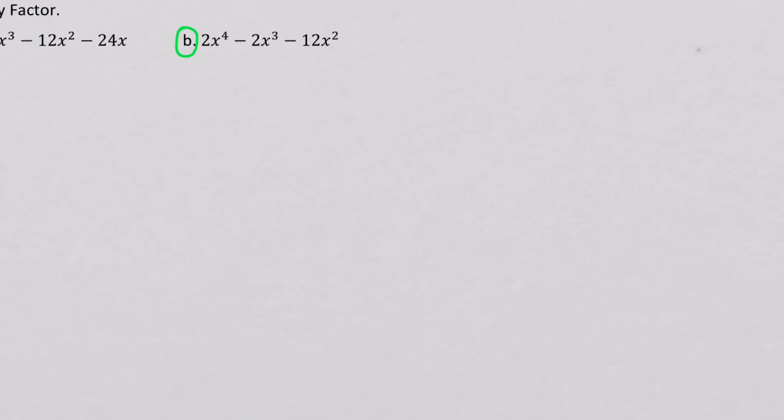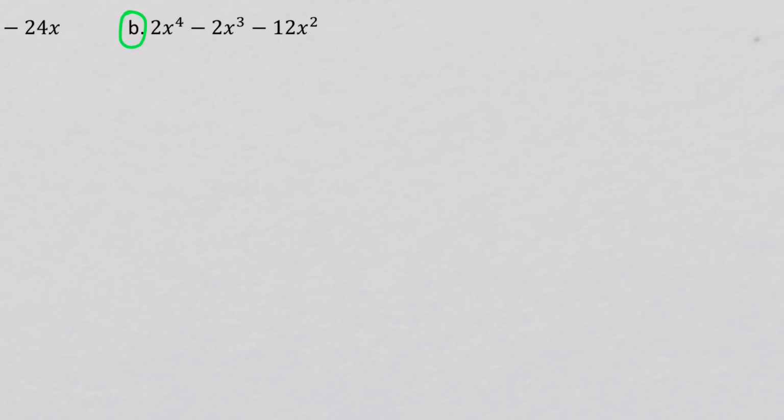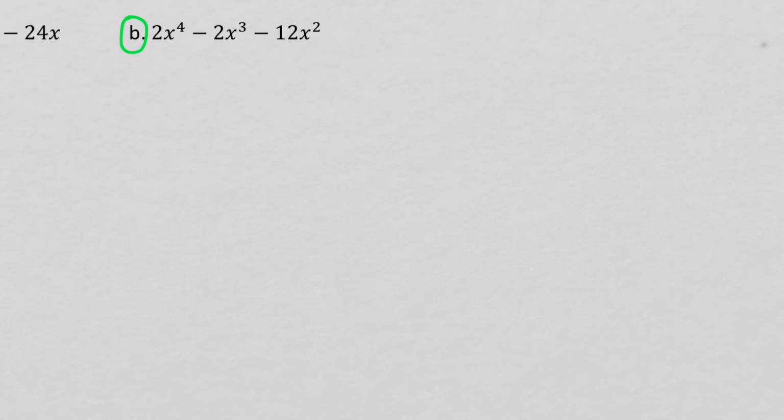Okay, next we're going to do number 13b. 2x to the fourth minus 2x cubed minus 12x squared, and it says completely factor this. So what I'm going to do is factor out the GCF first, and then see if I can continue factoring after that. So let's see. I notice that they all have a 2 and an x squared in common. So we're going to factor out 2x squared, leaving me with x squared minus x minus 6.